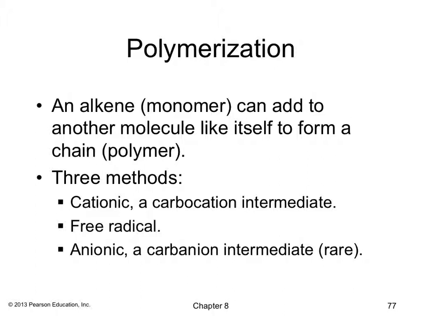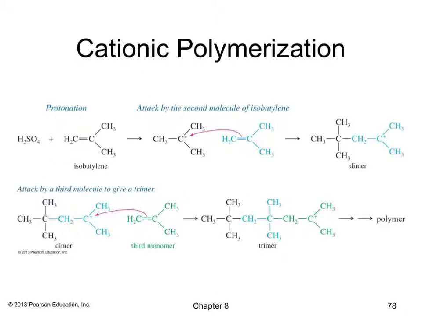Polymerization. So an alkene can add to another molecule like itself to form a chain or a polymer. There are three methods: cationic, free radical, and anionic. So cationic polymerization starts with protonation with sulfuric acid, shown here.